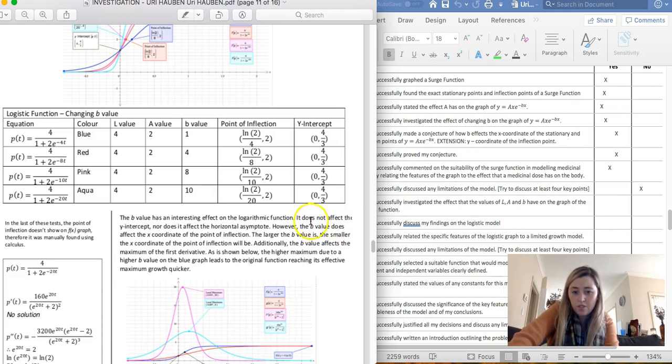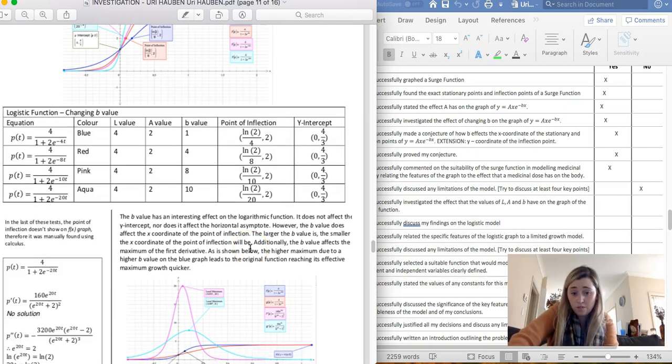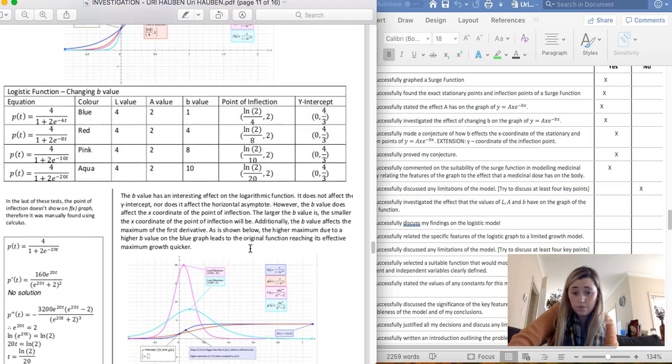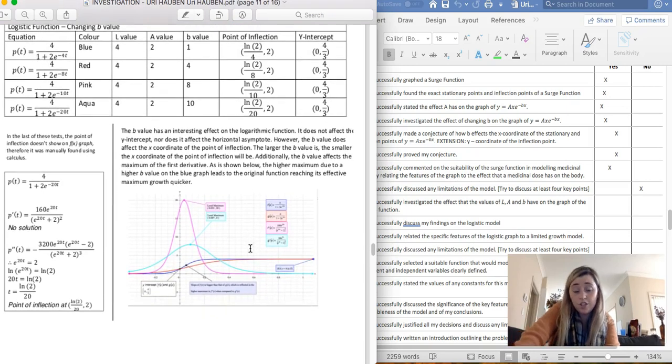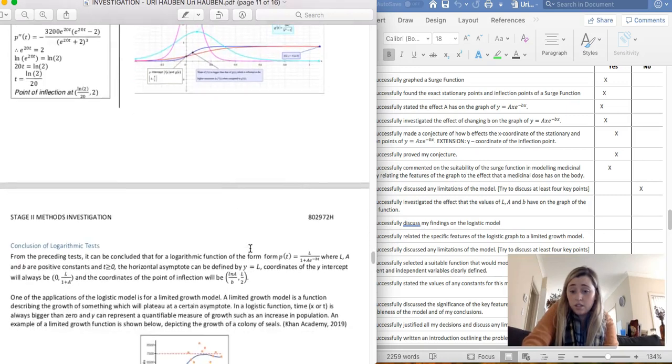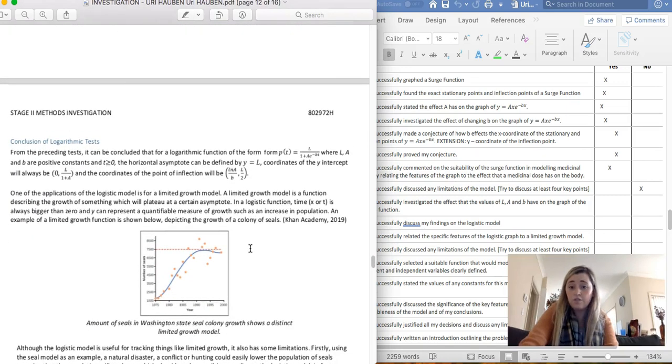However, the B value does affect the X coordinate of the point of inflection. The larger the B value is, the smaller the X coordinate of the point of inflection will be. Again, could you potentially give an example? It affects the maximum of the first derivative. Yep, so you can include that. So, inclusion of logistic tests.